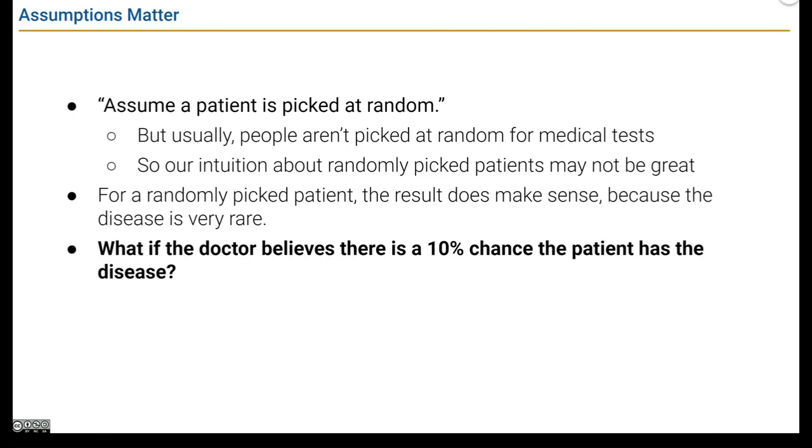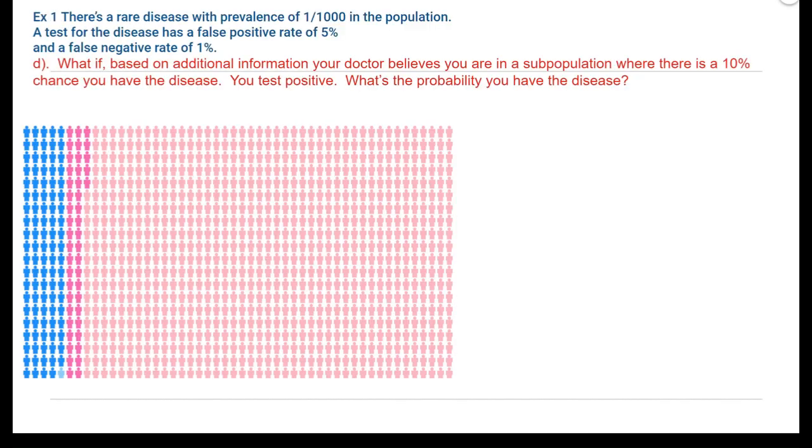But let's say your doctor has more information before you take the test. Maybe you are in a subpopulation that's genetically predisposed to have a higher chance of getting this disease. So maybe based on some other information about your medical history, let's say the doctor believes there's actually a 10% chance you have the disease. This is before you take any test. This is just based on some other info. Okay, so now imagine, based on additional information, you're in a subpopulation where there's actually a 10% chance you have the disease. You test positive. Now, what's the probability you have the disease?